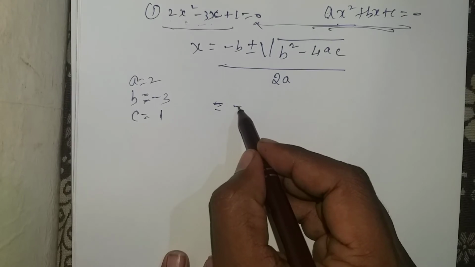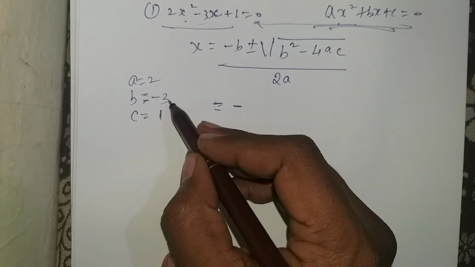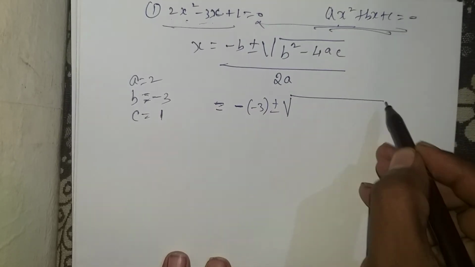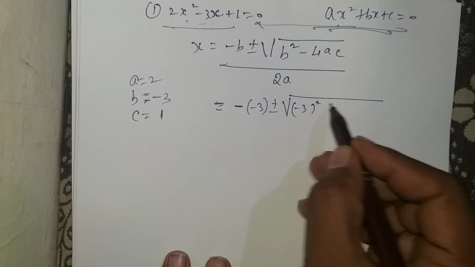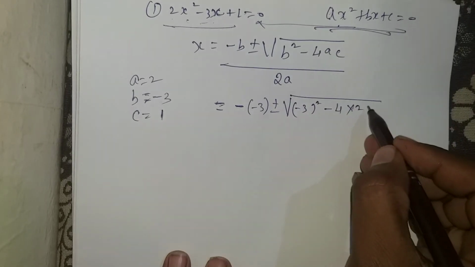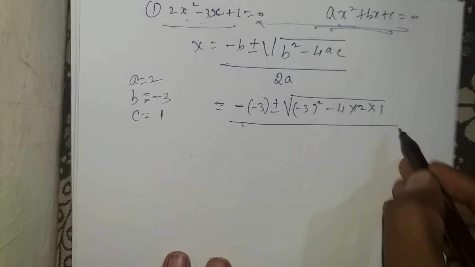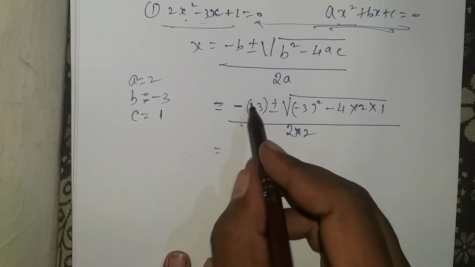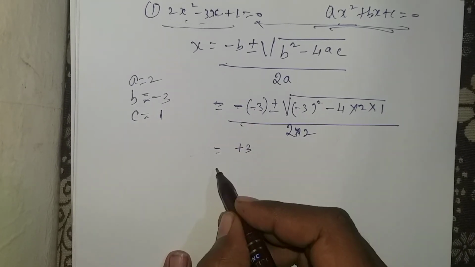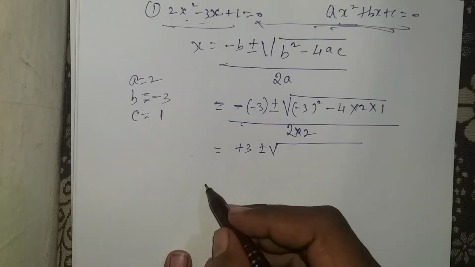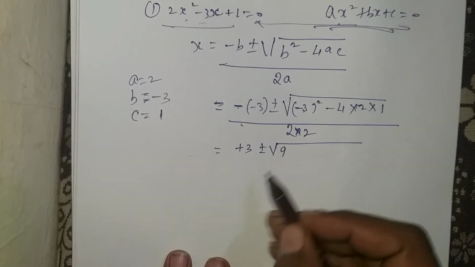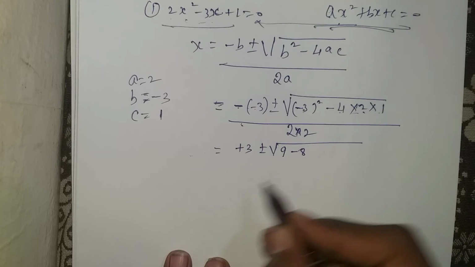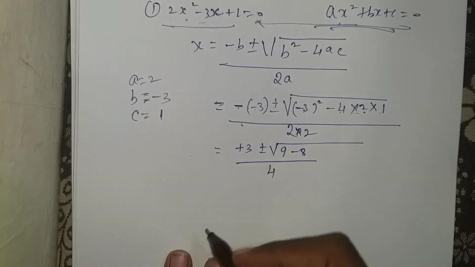Okay guys, so first I'll write minus, then I'll come to c, then you need to see the b value. It is minus 3 plus or minus root b, that is minus 3 square, minus 4 into a value, which is 2, c value is 1, all divided by 2 into 2, a value is 2. So I'll solve it: minus into minus, I'll get plus 3 plus or minus root, minus 3 square is nothing but 9, minus 4 2s are 8, 8 1s are 8, all divided by 4.